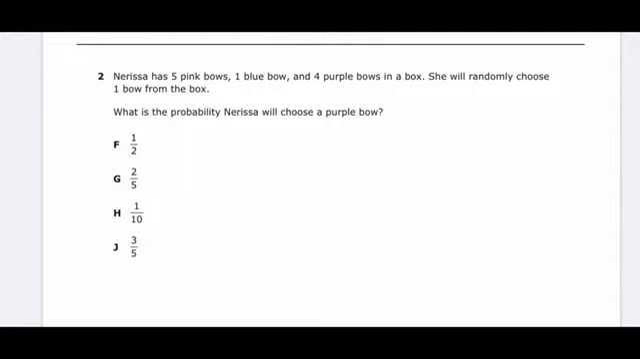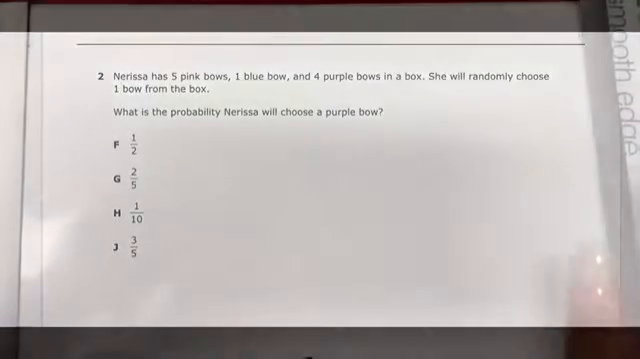Today I'm going to do a 7th grade probability problem because in the past a lot of parents had questions about probability, and so I want to break it down and show you how to solve those types of problems. So it says, Narissa has 5 pink bows, 1 blue bow, and 4 purple bows in a box. She will randomly choose 1 bow from the box. What is the probability Narissa will choose a purple bow?